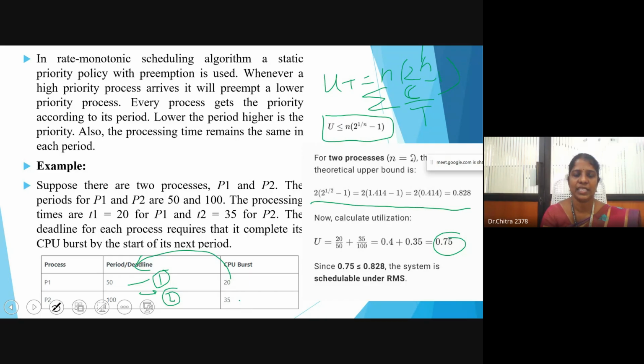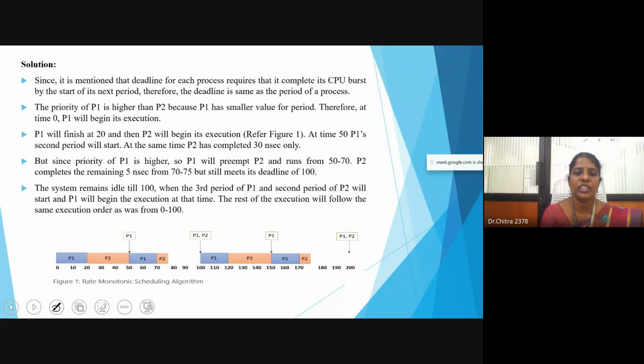That is the second step. So, the first step is to assign priority, the second step is to calculate the upper bound values and check the feasibility of scheduling, and the third one is to draw the Gantt chart. For drawing the Gantt chart, you should understand this concept first.